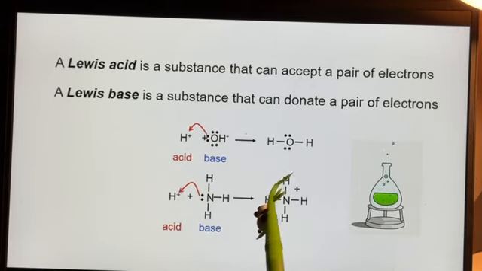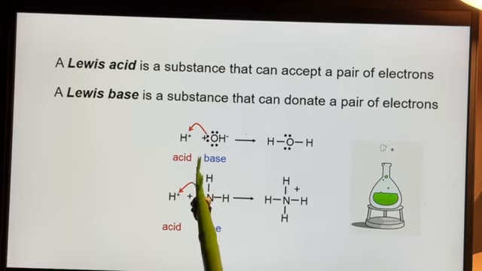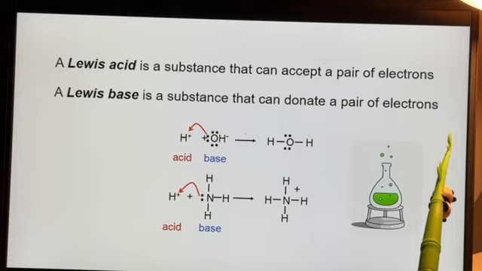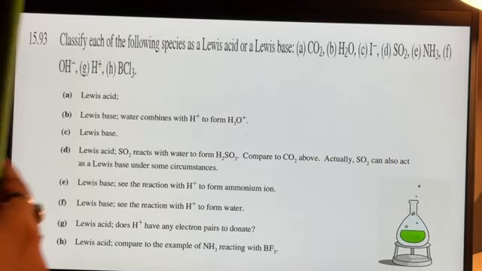forming ammonium ion. So, in this case, ammonia, which donated a pair of electrons to the H plus ion, is acting as a Lewis base, whereas the H plus ion is again acting as a Lewis acid. Let us see some more questions.